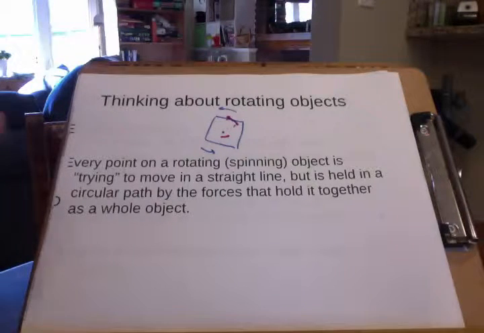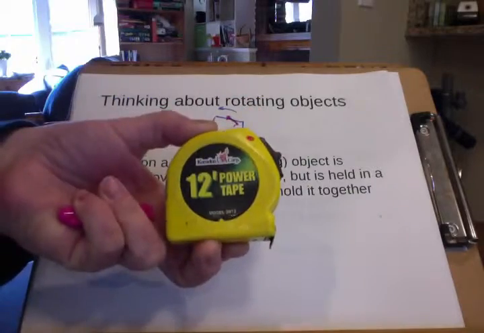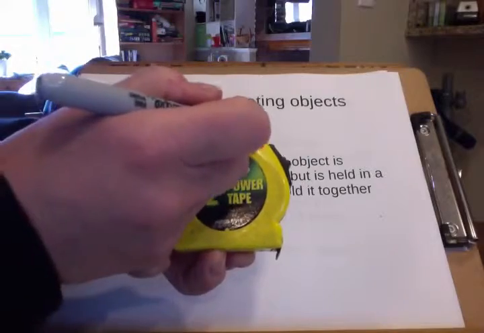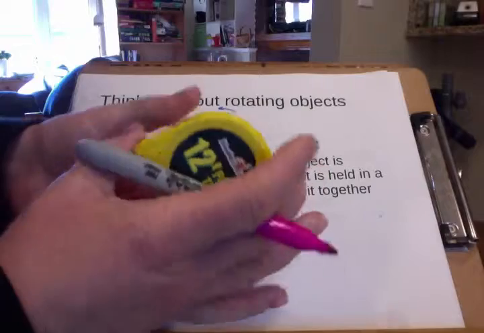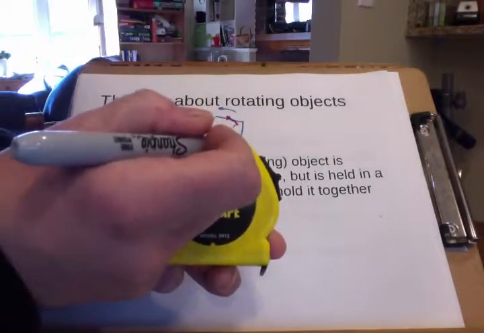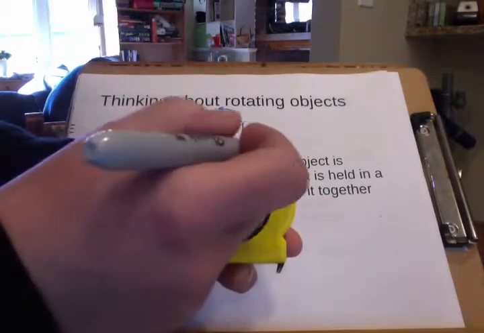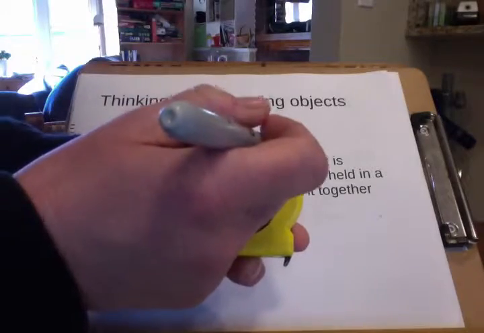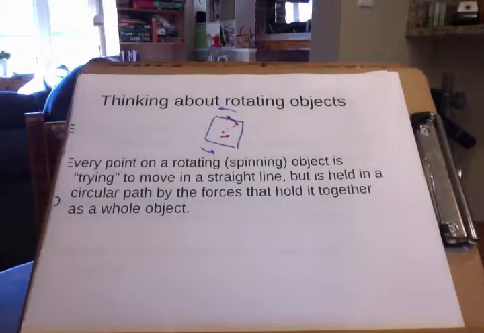Now that centripetal force that prevents this point on the object from flying outward, well, it wouldn't fly outward now, would it? Continuing in a straight line when I rotate this measuring tape, the force that prevents this from continuing in its straight line trajectory is now a set of molecular or intermolecular forces that hold this object together as a whole solid object.